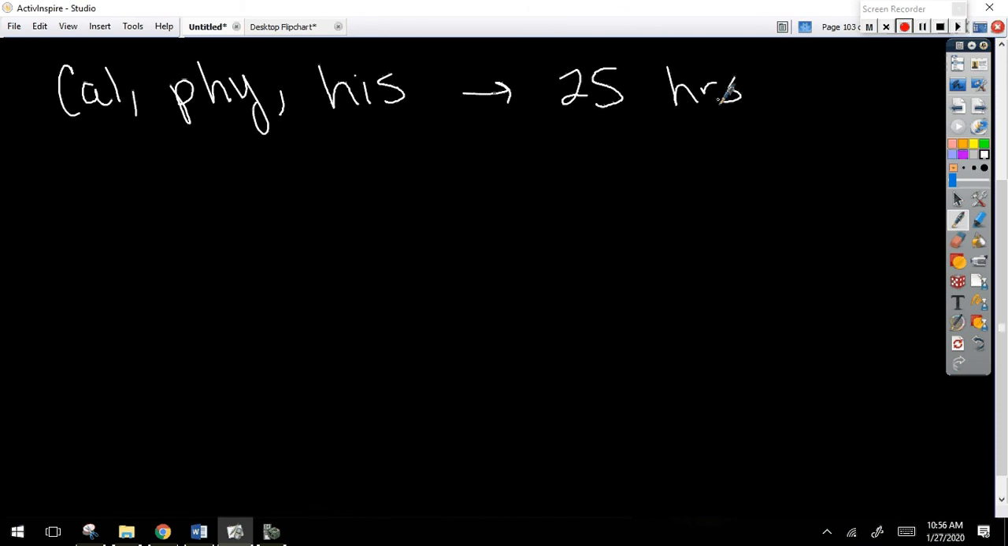She plans to study history for 2 hours. She needs to spend at least 7 hours for calculus. So that's greater than or equal to 7, right? At least 7. And over 14 is too much. She hopes to spend between 8 and 12 hours on physics.